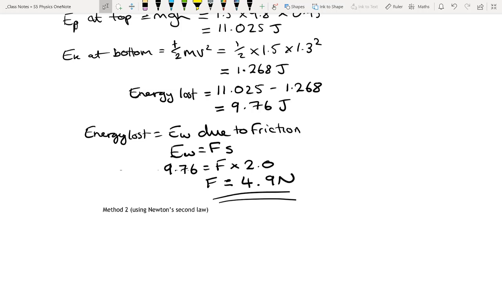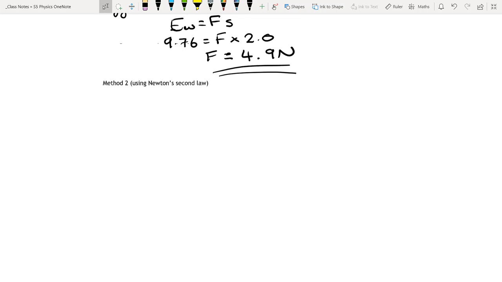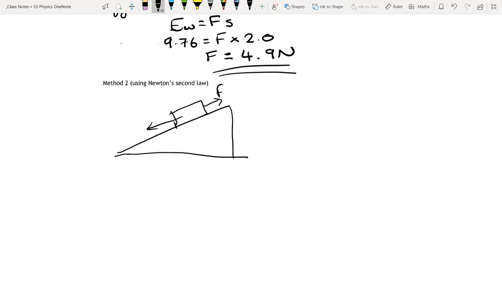Okay. Can I move on? So method 2, using Newton's second law. So I'm going to redraw the diagram. So this way, you've got to work out a few more things. So that's the force of friction that we want to find. Let's call it Fr. So to use Newton's second law, we also need to know the component of weight that's on the same plane as the friction, so parallel to the slope. That's 0.75.